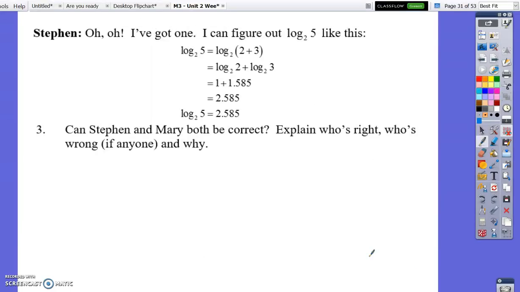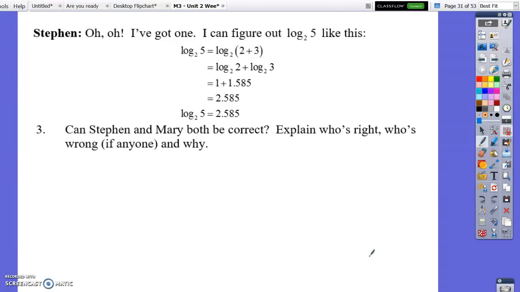Okay. So can they both be right? And of course they can't. The log base 2 of 5 cannot be equal to log base 2 of 6. Decide who's right and who's wrong. So I told you somebody has to be wrong. And let's talk about it.